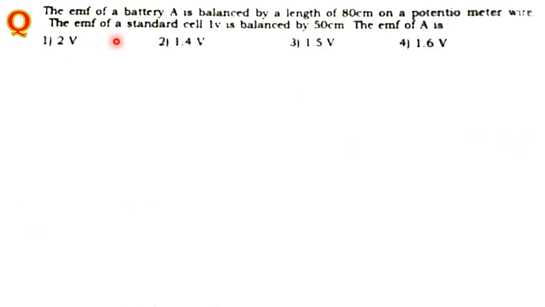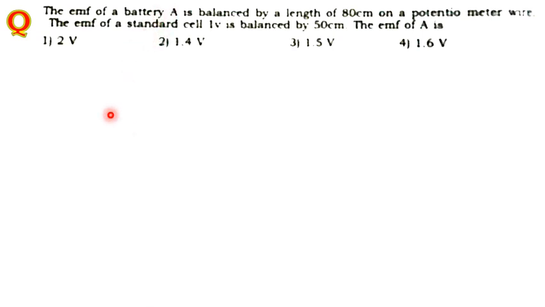Now the next question is about the potentiometer. The EMF of the battery A is balanced by a length of 80 centimeter on a potentiometer wire. Now the EMF of the standard cell here is 1 volt, and it is balanced by 50 centimeter. What they are asking here is the EMF of A.